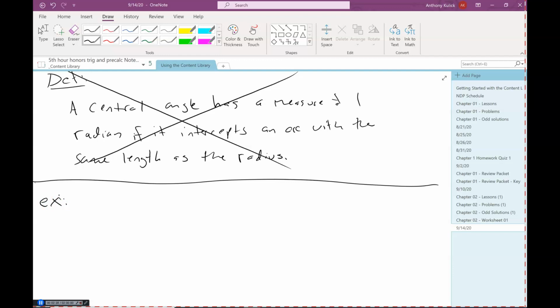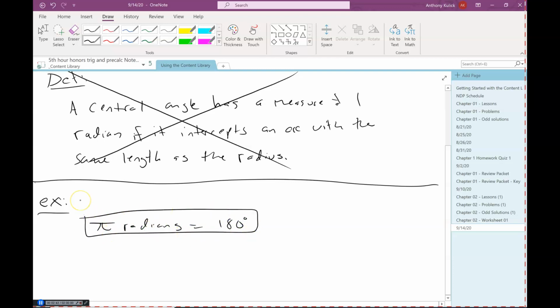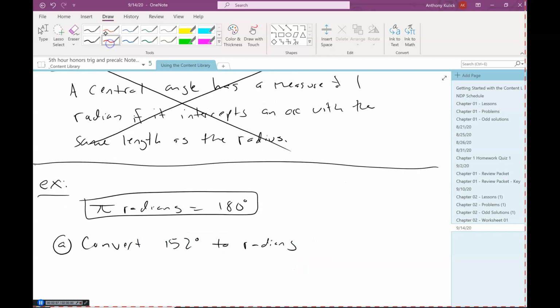All right, well, let's just do an example here. Since we recall that pi radians is equal to 180 degrees, right? That's what we ended with last time. So if we want to convert 152 degrees to radians, how would we do something like that?